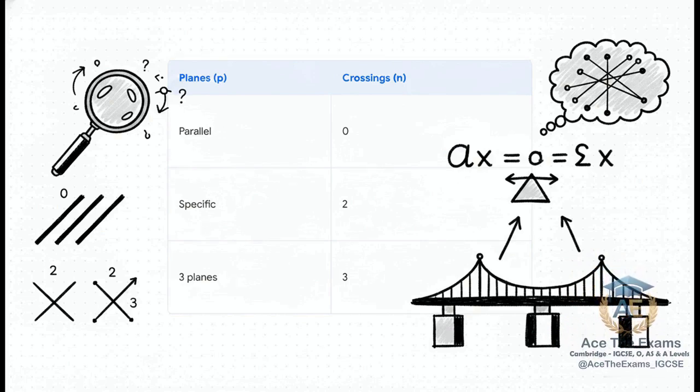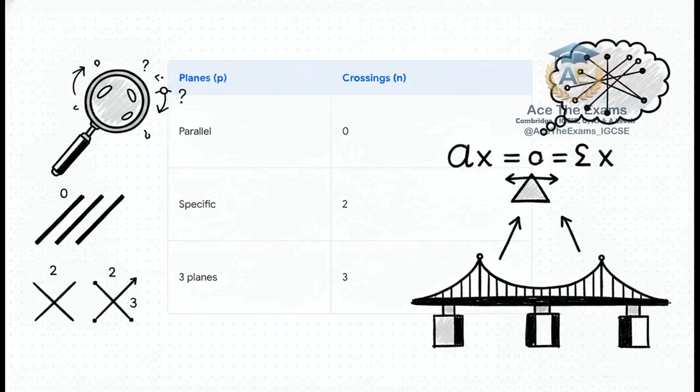For parallel planes, the value is 0. For that specific 2-crossing formation, it's 2. For 3 planes, we hit a maximum of 3. This table right here is the absolute critical bridge between raw, messy observation and undeniable mathematical truth. If you don't draw a table in an investigation question, you are practically throwing grade boundaries away. Examiners actively look for this structured data.